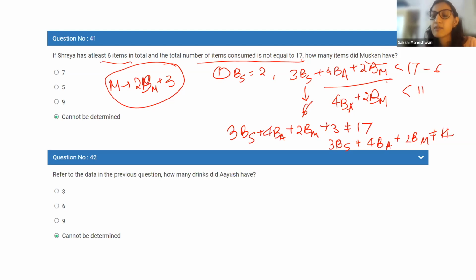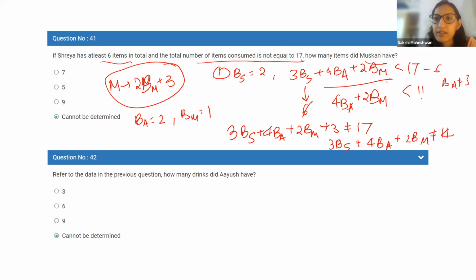Okay. Now we can take BA as 1, 2 or 3. So if we take BA as 3, this will become 12 and this has to be less than 11. So BA cannot be 3. We get this point from here. If we take BA as 2, this will become 4 into 2, that is 8. You can take BM as 1. Okay, that's the only option you have because 4 twos are 8 and 2 BM has to be less than 3. So you can take BM as 1 only.